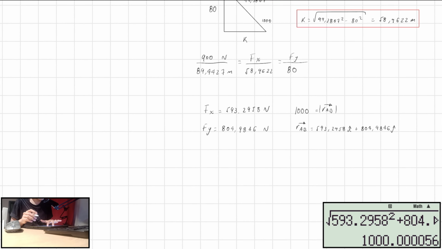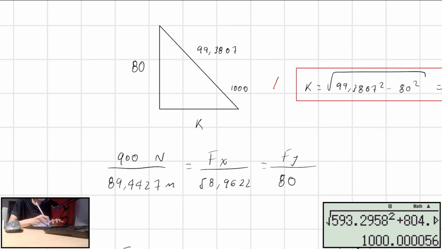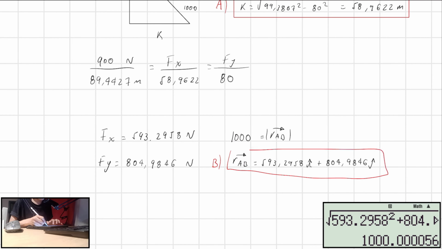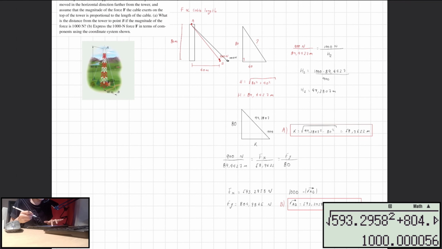Right here we have our second answer for the B part. This is the A part. And this is how this exercise could be solved.